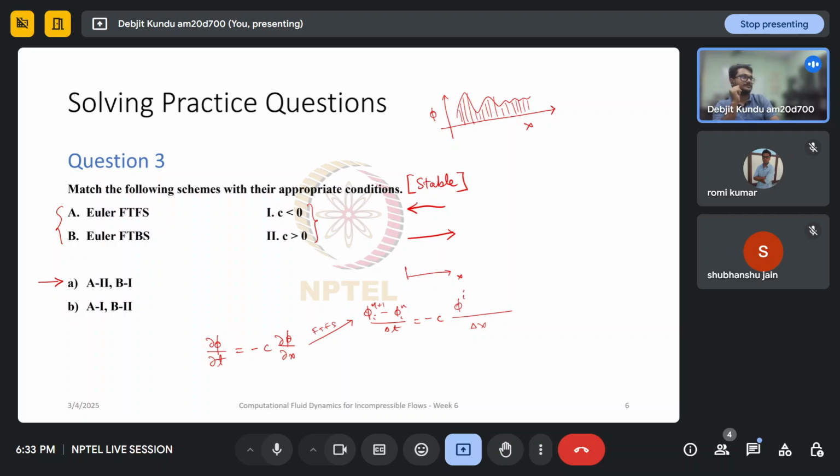Forward in space. So basically, phi I plus 1 minus phi I. And similarly, if we are using forward in time but backward in space, then we get this equation. Delta t equals minus c delta x, but now backward in space. So phi I n minus phi I minus 1 n.